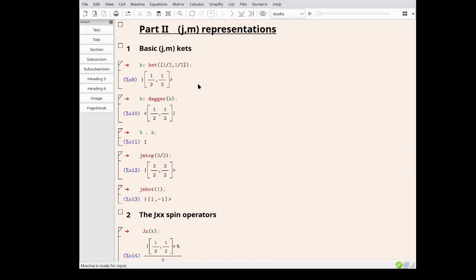We can take the dagger of the ket K and turn this into a bra, and then we can take the inner product or the bracket B dot K. And the JM representation states are also orthonormal.